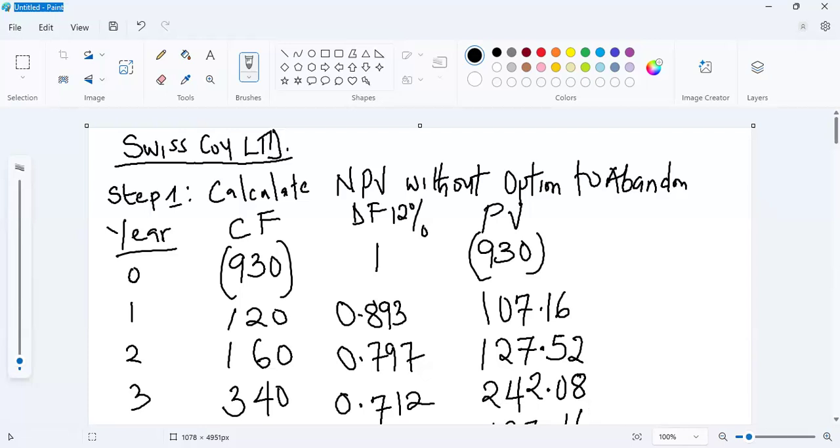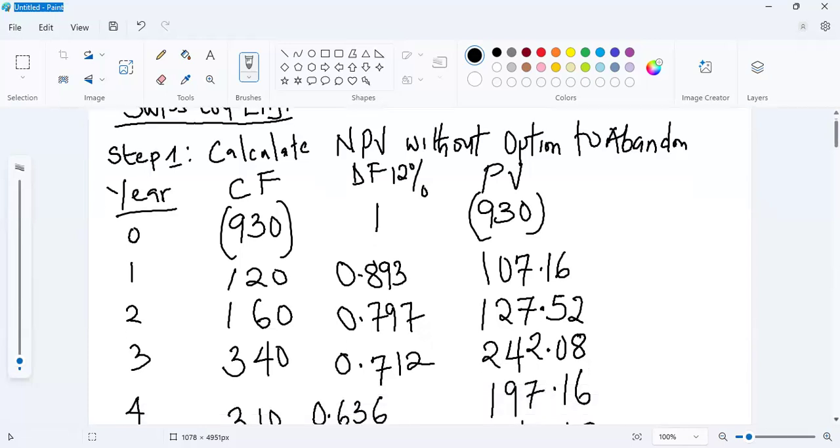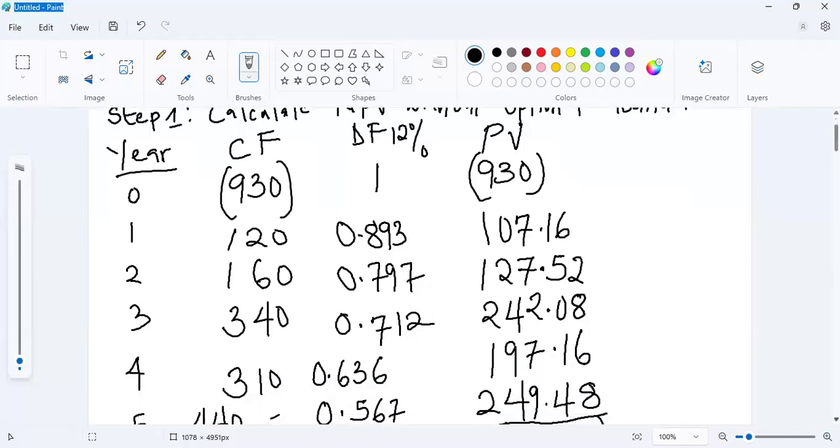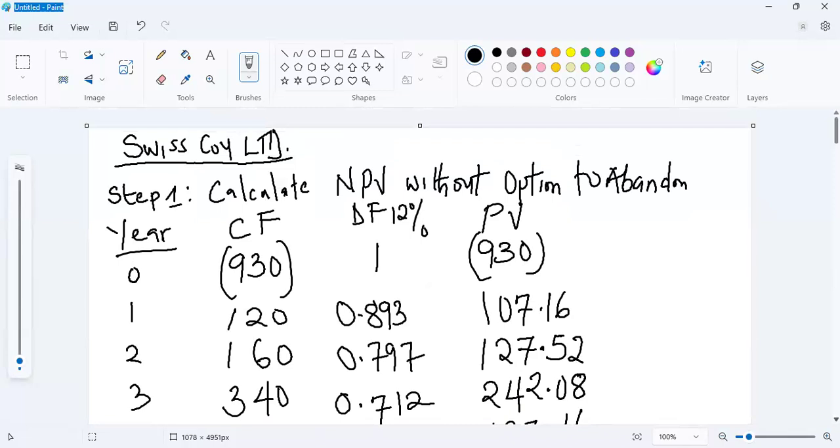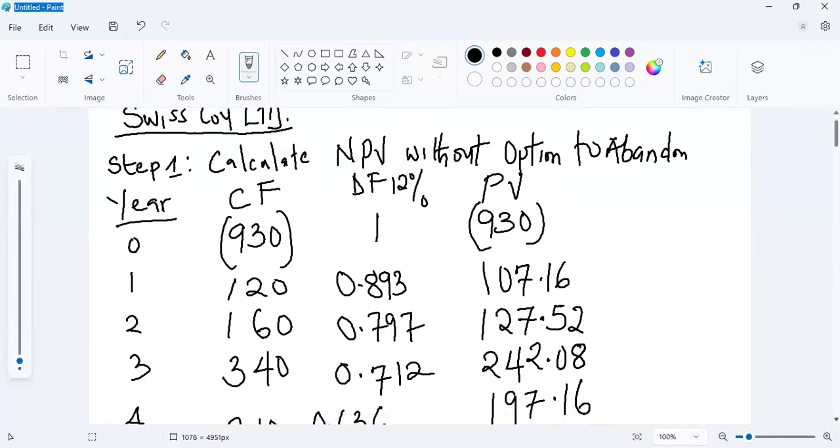Now look at it, please. From here. From here now.